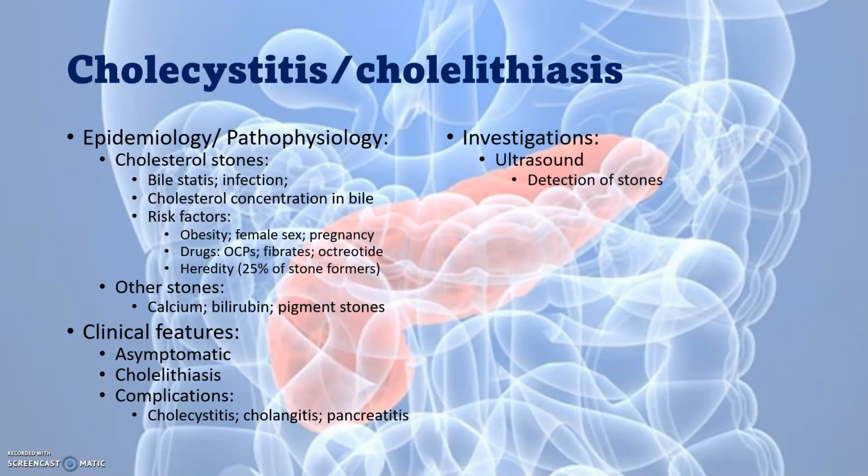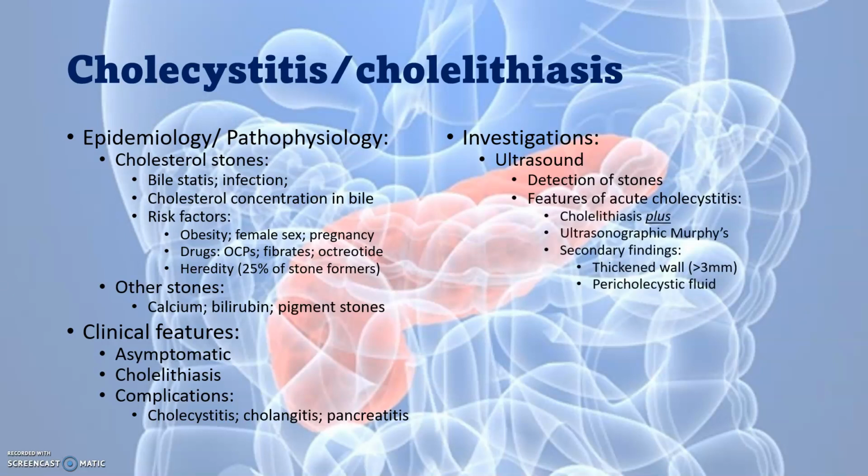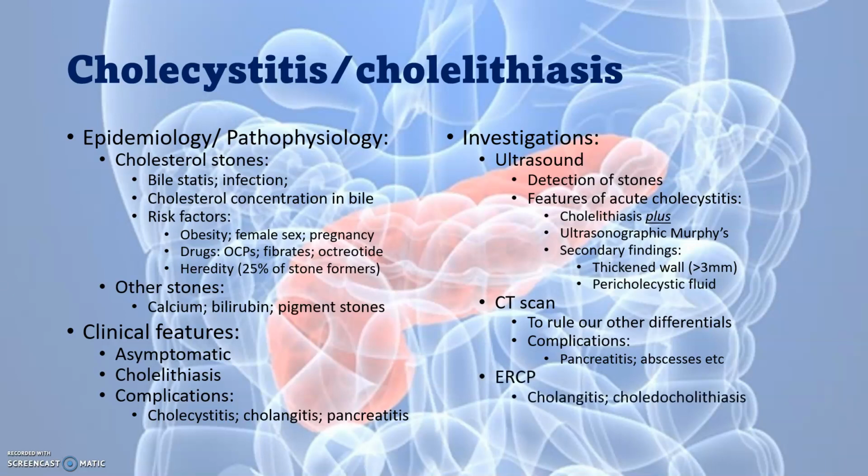The initial investigation for this is the ultrasound, which can detect the stones and features of cholecystitis, which would be cholelithiasis plus an ultrasonographic Murphy's sign, thickened gallbladder wall, or pericholecystic fluid. CT scans are often not necessary but may be used to rule out other differentials or identify some complications. And ERCP is used in specific situations such as cholangitis or choledocholithiasis.